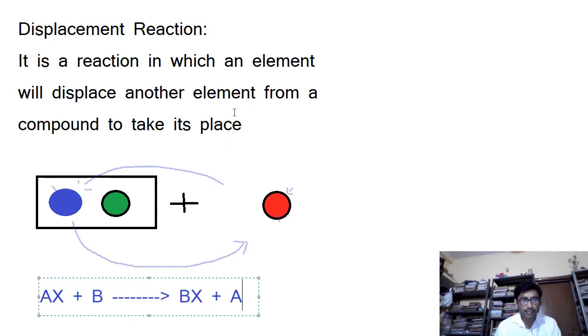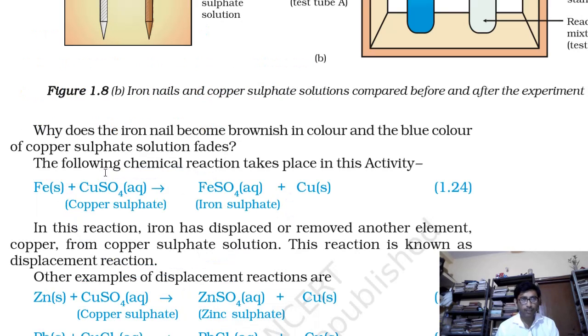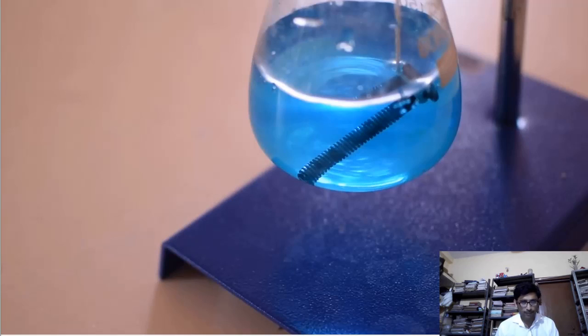A very nice example of this kind of reaction is there in your NCERT book. This is the reaction. Iron reacts with copper sulfate and due to this reaction, iron will displace copper from copper sulfate and we will get iron sulfate and copper. We'll just take a look at a demonstration of this experiment.